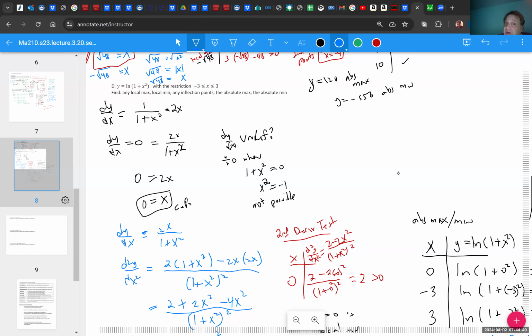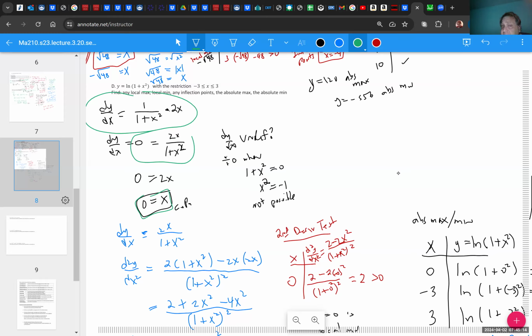I'm going to be using the chain rule. So I got the derivative using the chain rule. That's this one right here. I'm going to find out when the derivative is equal to 0 and when the derivative is undefined. Those are my critical points. I solved this algebraically for when the derivative is equal to 0, and I found out that x equals 0 is the only value of x that makes the derivative equal to 0. So there's one critical point at x equals 0.